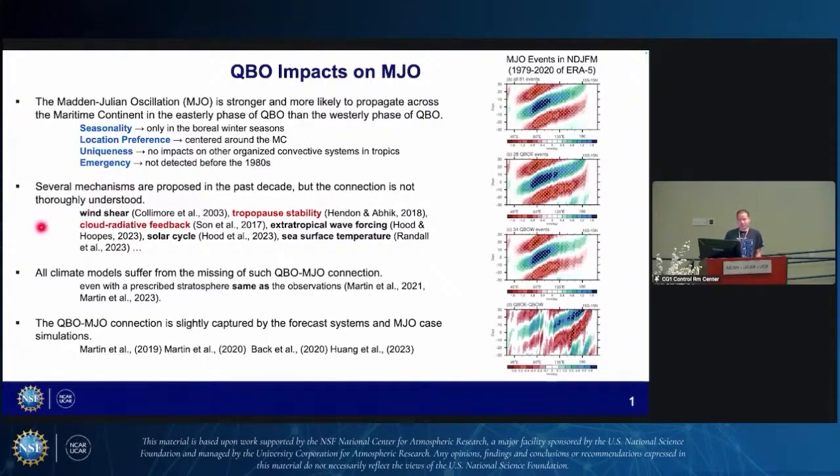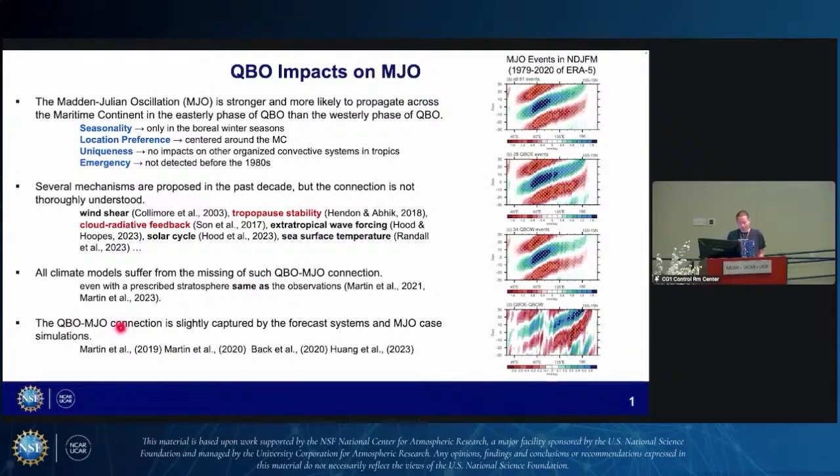And in the past decade, several mechanisms have been proposed trying to explain the QBO-MJO connection, as listed here, but I will still say the connection is not thoroughly understood. Other than that, all climate models suffer from missing this QBO-MJO connection, and even with a prescribed stratosphere through nudging, so the QBO signal is the same as the observations, still the QBO-MJO connection is missing there.